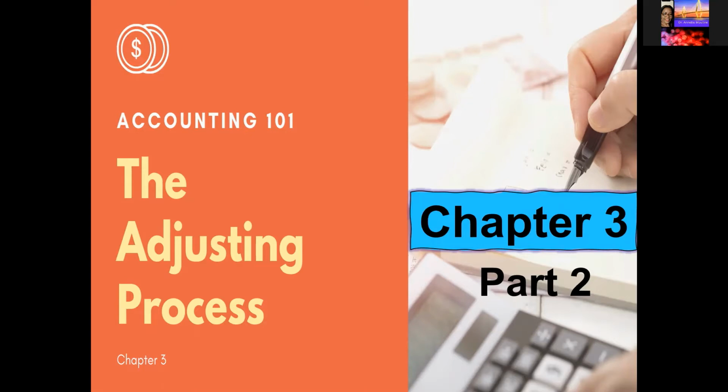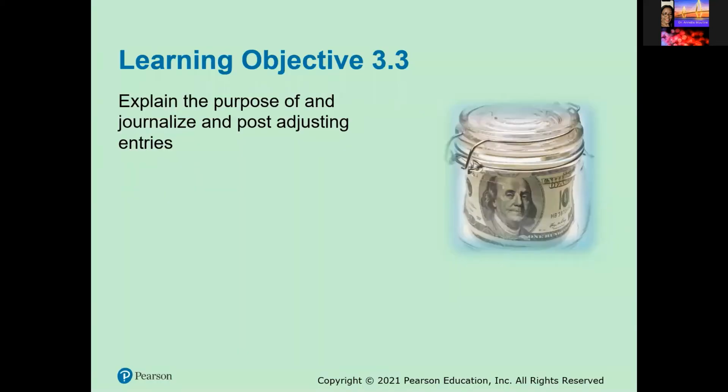Here is part 2 of chapter 3, the adjusting process. We will begin with learning objective 3.3: explain the purpose of and journalize and post adjusting entries.